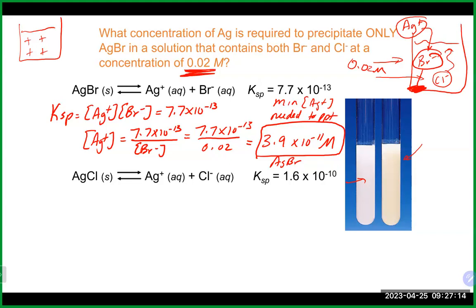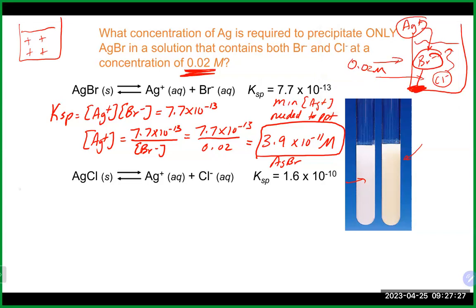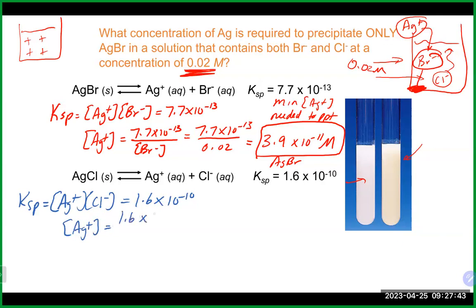We can also look at silver chloride and see what type of silver concentration we need to get silver chloride to come out. And we would do a similar calculation. We would take our KSP expression, silver times chloride, and that would equal 1.6 times 10 to the minus 10. Solving again for the concentration of silver that is needed to precipitate out silver chloride.